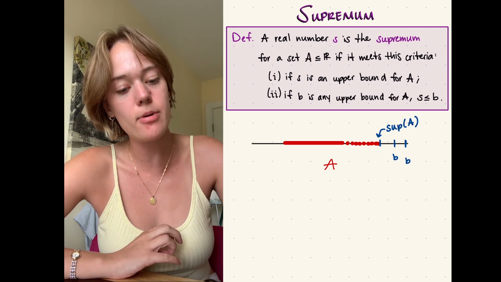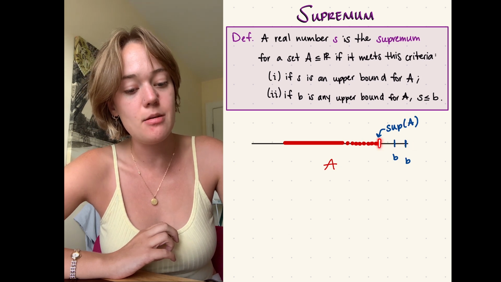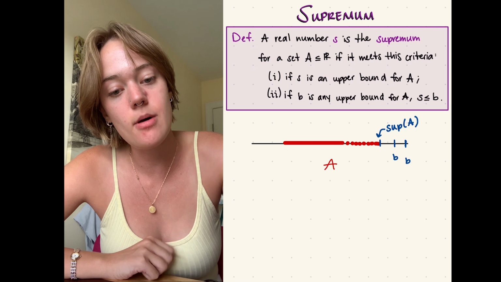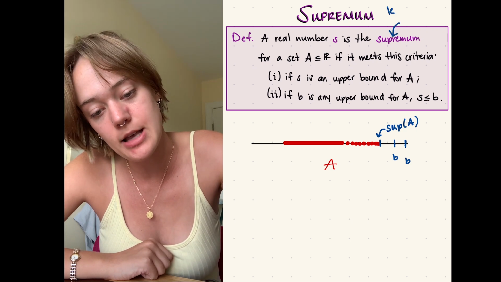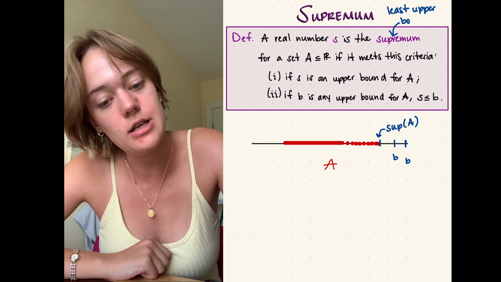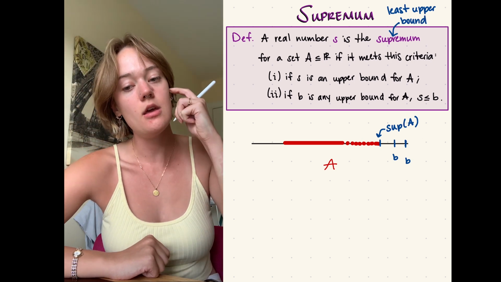So for all other upper bounds, my supremum is going to be the best, or the least upper bound. And that's a lot of times what the supremum is referred to as. It's referred to as a least upper bound. That's kind of nice because the definition is right there within the word.